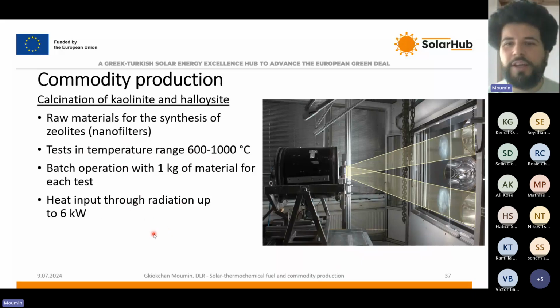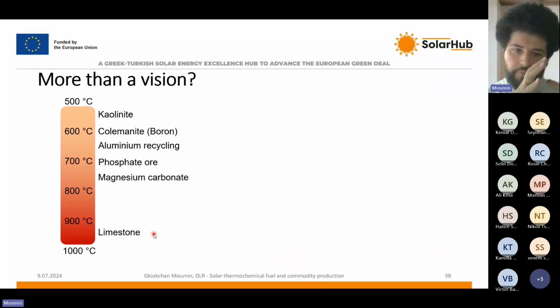Okay, then I think I'm coming to the end of my time and also the slides. I want to summarize that we could use the technology, and I've shown some proof of concepts, more lab scale applications, but we can use it for a vast range of applications where we can treat minerals. This is colemanite for boron, aluminum recycling, phosphate ore treatment, magnesium carbonate treatment, or limestone, or even higher for fuel applications.